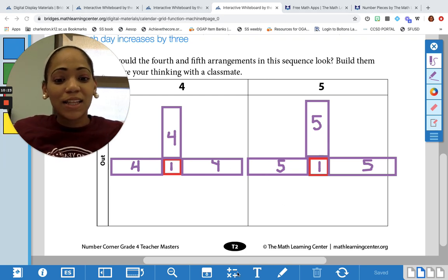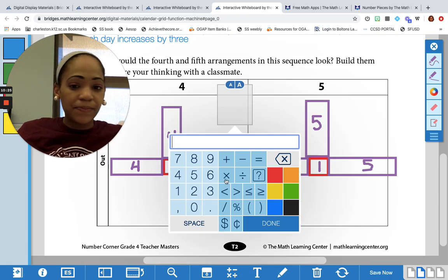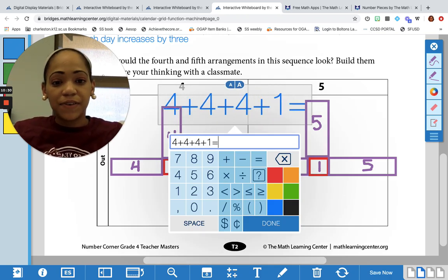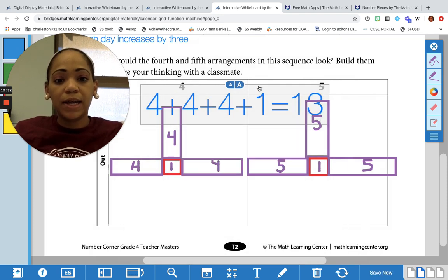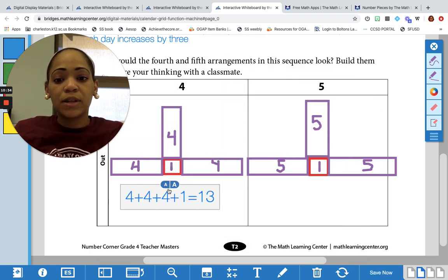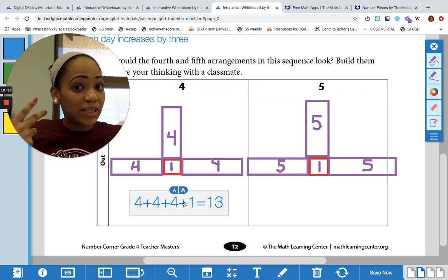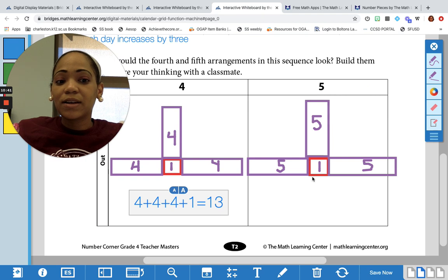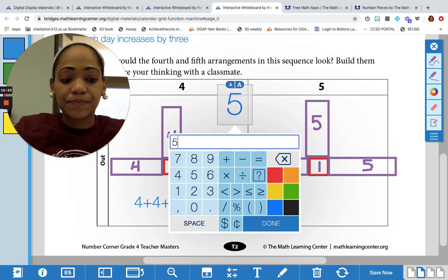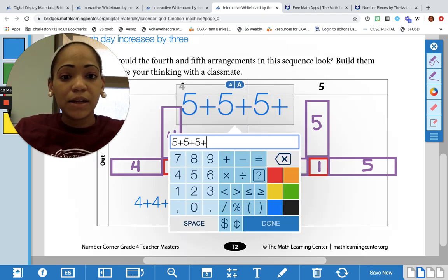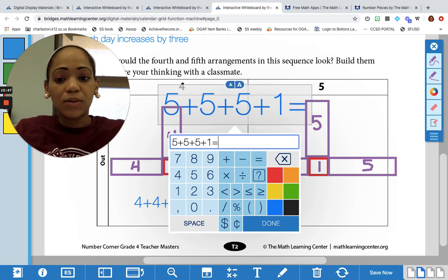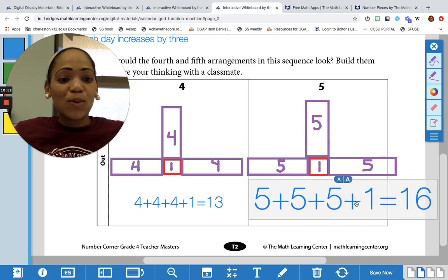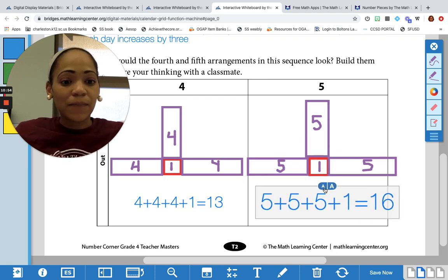I'm curious. Let me go ahead and write out our equation here. So we did 4 plus 4 plus 4 plus 1 to figure out that that was 13, right? So that was for the fourth, and we know that 13 was the output on our calendar marker, and we can see that here. So let me write the equation for the fifth. 5 plus 5 plus 5 plus 1, which equals 16. Very good. So now what are you thinking? What is it doing? Look at my equation.